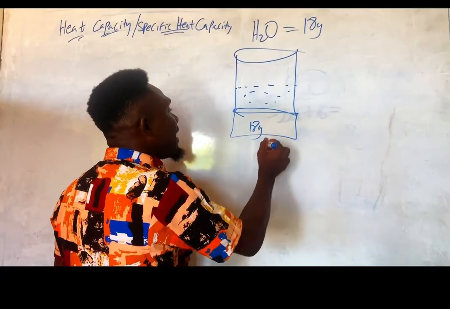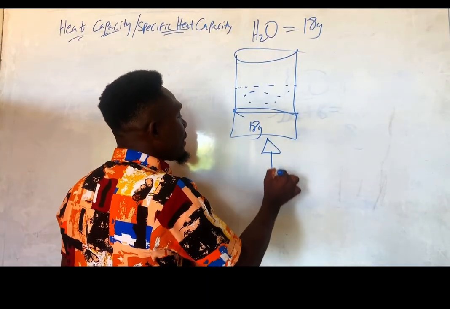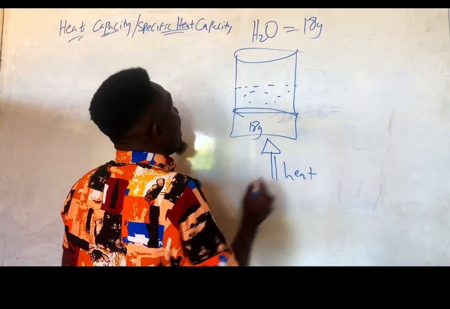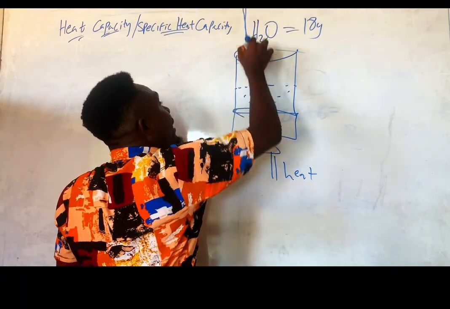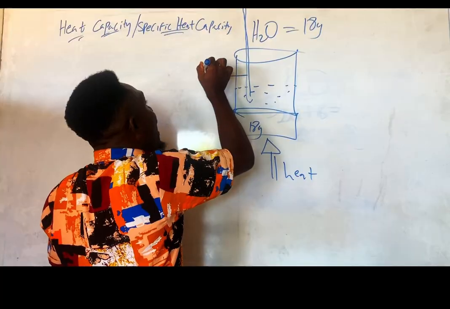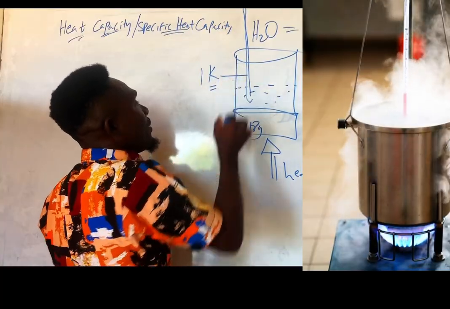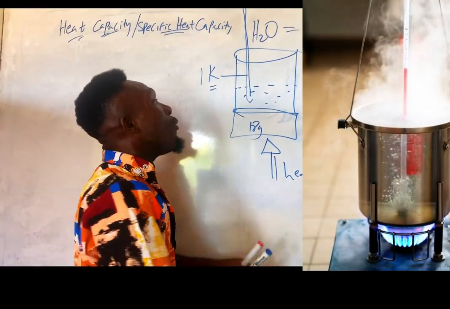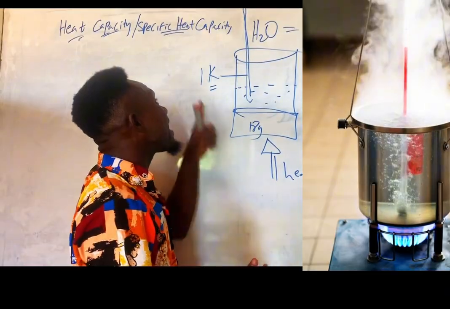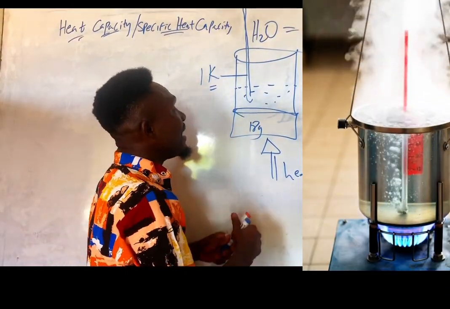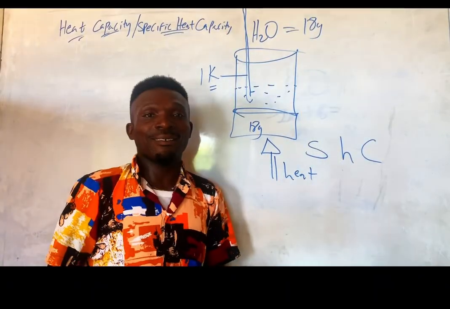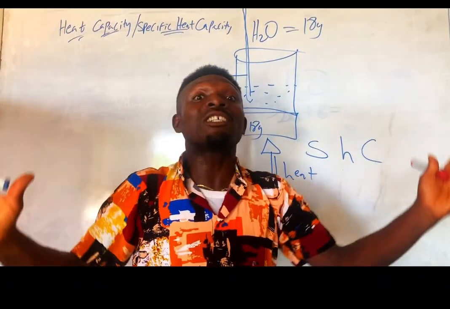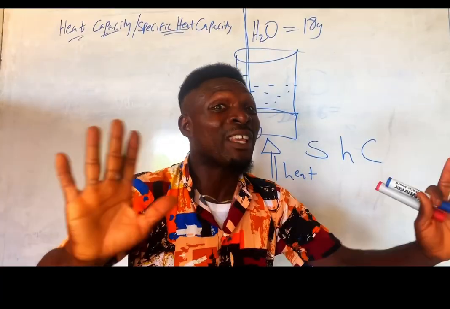Now, once I start heating it, the heat I will supply will cause this water to reach a temperature of 1 Kelvin. That heat you supply that will make a unit mass of water increase by 1 Kelvin is what we call specific heat capacity. So every substance you are dealing with has its own specific heat capacity.